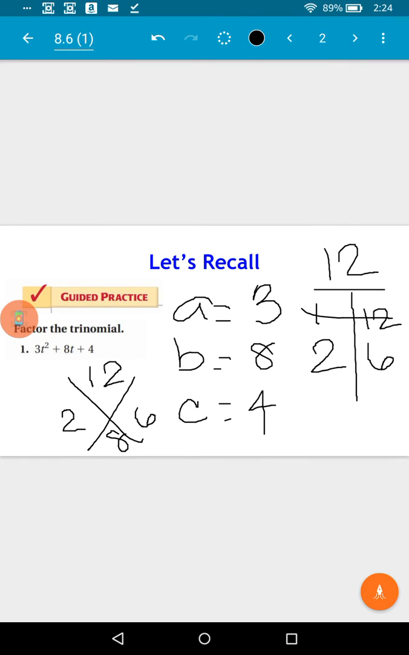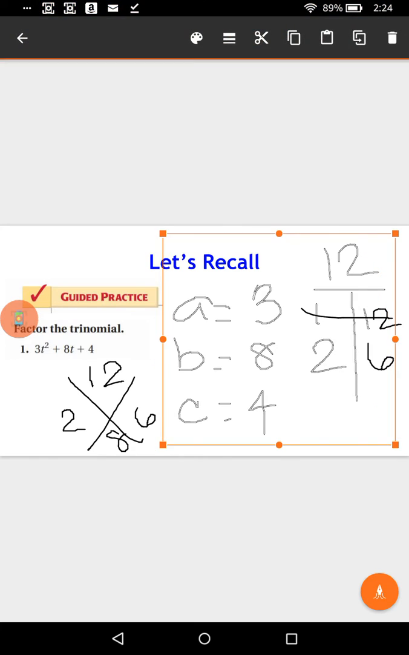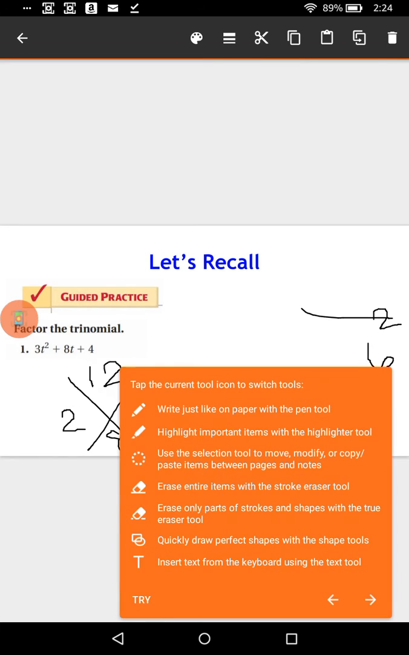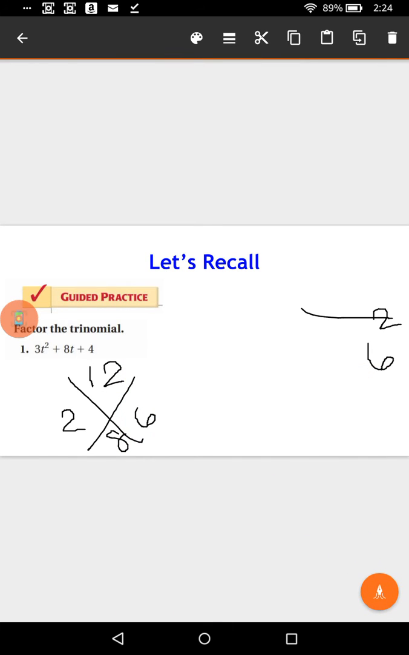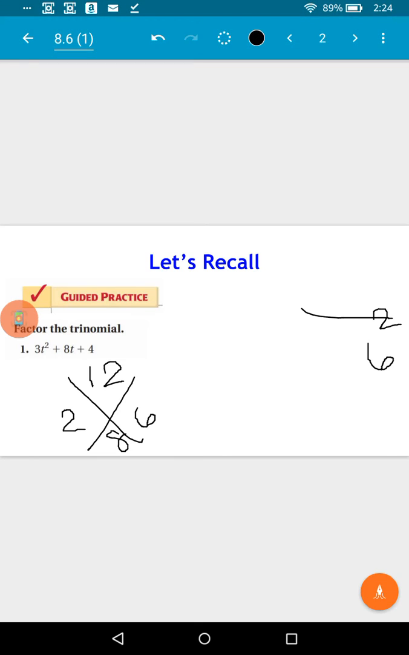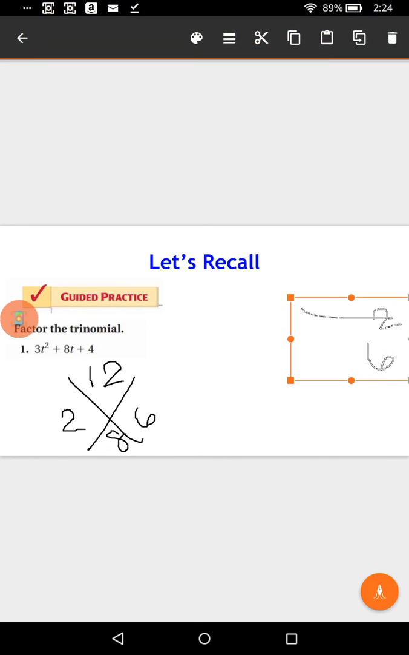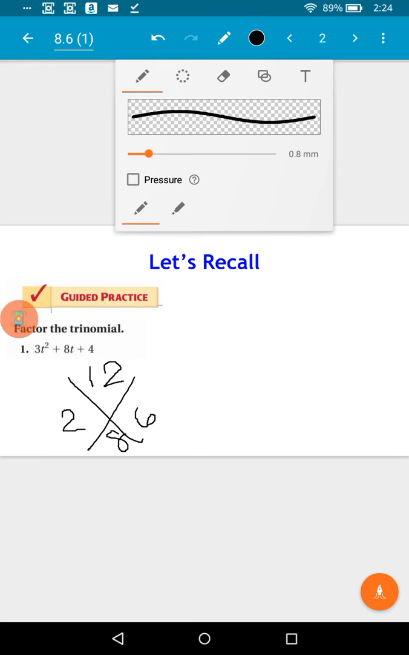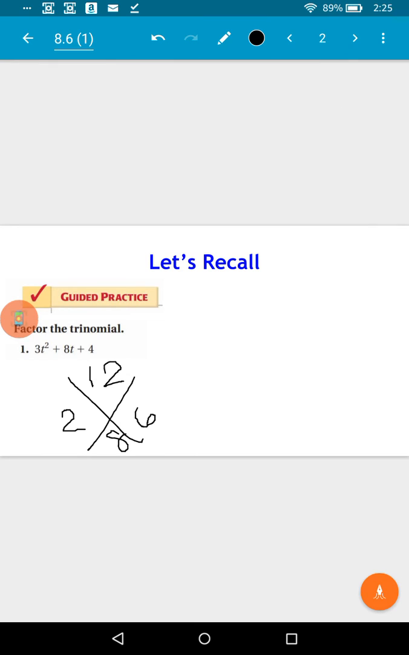Okay, let me get rid of all this right here so we can make space. Oops, not that. Let me get rid of this too. I don't need that. Perfect. So next thing, we have to take this leading term and make our fractions. So we have 3t to the second.